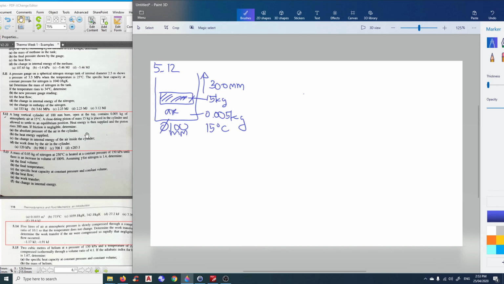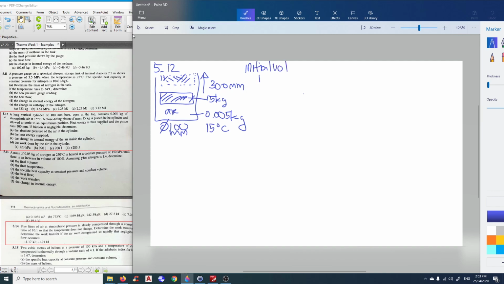Now to calculate the absolute pressure of air in the cylinder, we have to calculate the final volume of air and the final position of the piston here at 300 mil. Now the tricky bit is we do not really know what the original position of the piston is. So it's not really straightforward. So how we do that is to calculate the initial volume.